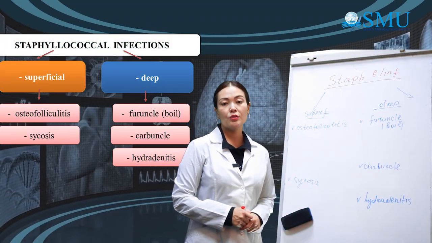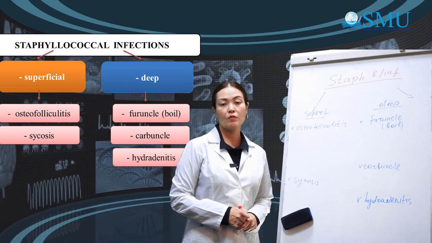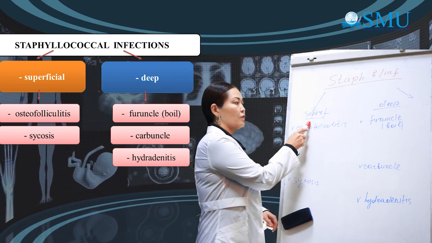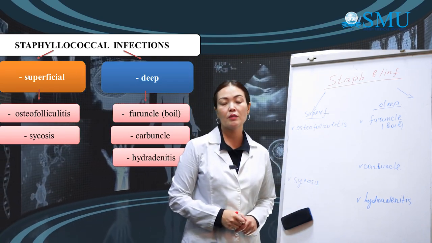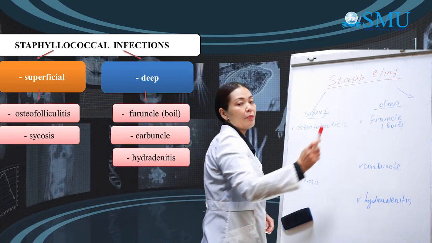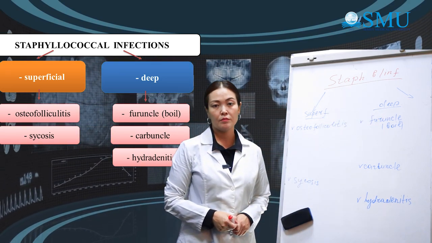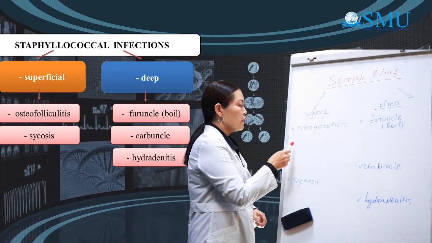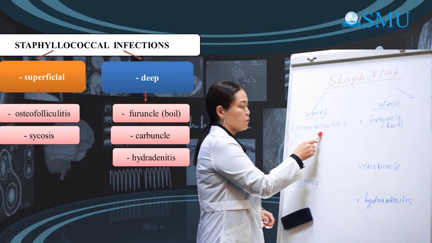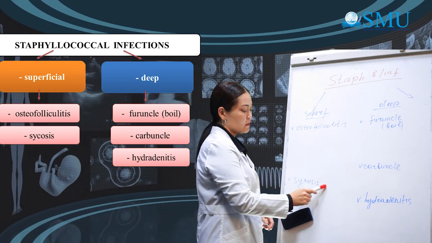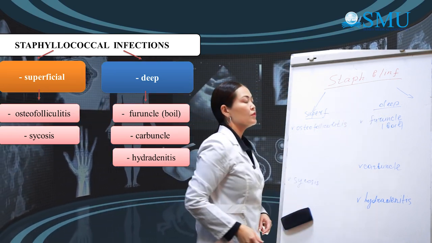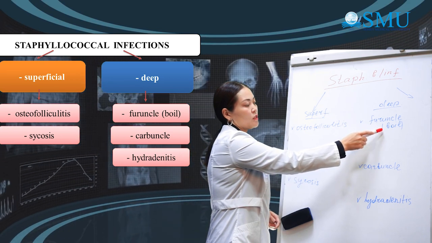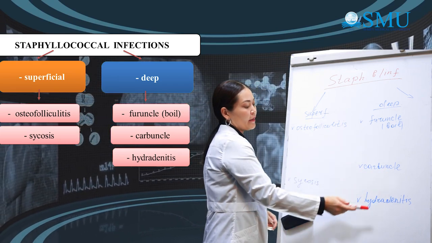Okay, now we should discuss the Staphylococcus group of bacterial infection. This group of diseases is also divided into two groups: superficial, when the pathological process is located in the epidermis region, and deep, involving epidermis, dermis, and even subcutaneous fat. If we take the Staphylococcus superficial type of bacterial infection, there you can see two diseases. The first of them we call ostiofolliculitis, the second sycosis. The deep type of Staphylococcus infection is furuncle, which in some books you can find under the second name boil, as well as carbuncle and hidradenitis.